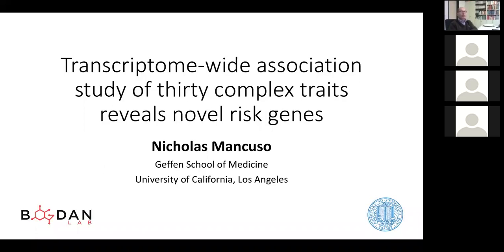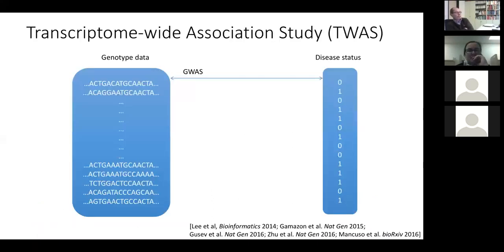So today I'm just going to talk about the work I did in Bogdan Pasternak's lab at UCLA, along with our collaborators, where we applied this transcriptome-wide association study to 30 different traits to find novel risk genes.